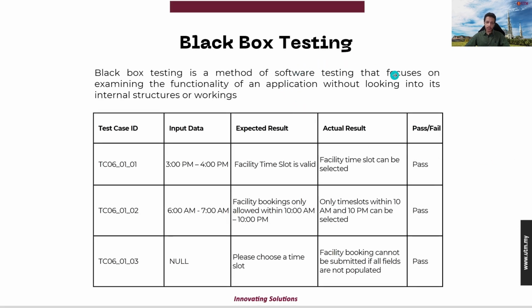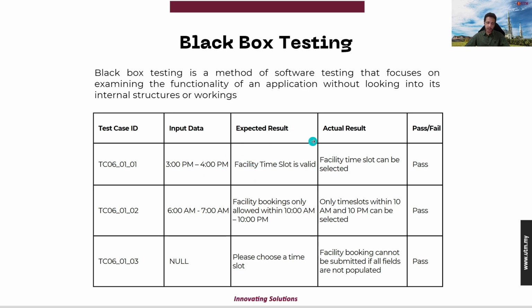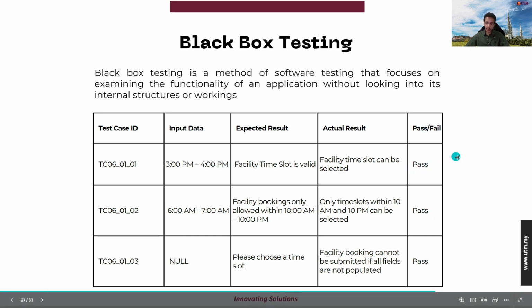There's some black box testing that has been conducted, which focuses on the input and the output without knowing the internal structure of the code. So we have some test cases here for testing the booking of time slot. You can see here the input data, the expected result, and the actual result. And this is the pass or fail by the stakeholder.